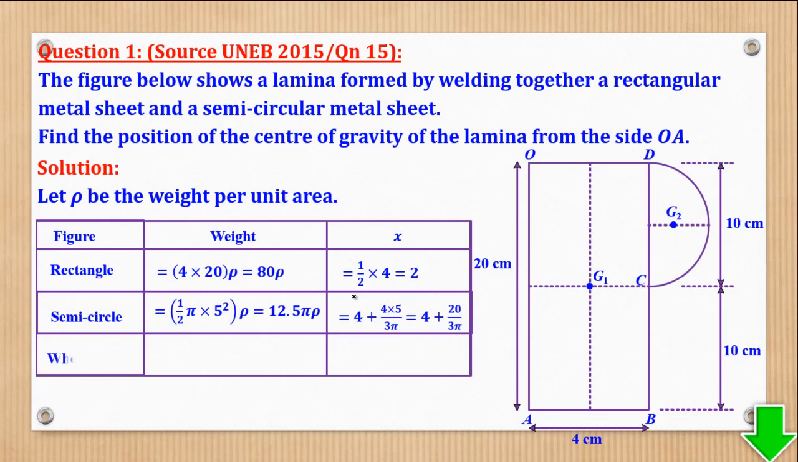Then for the whole lamina, total weight is got by adding these two. And the final position is unknown, so we call it x bar. So that is the table we shall be using to take moments. We shall just multiply this with this, this with this, and this with this.